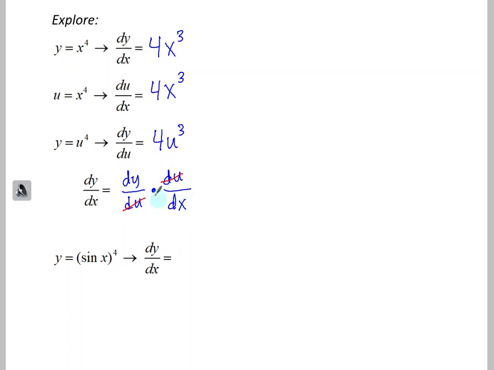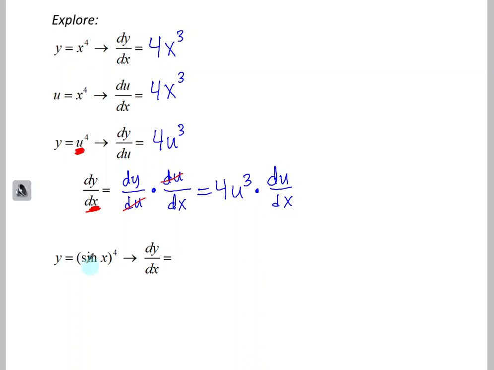We've linked a chain in order to get to dy/dx by saying dy/dx equals dy/du times du/dx. Because this variable, x, does not match this variable in the original equation, u, we require the chain rule. dy/du is 4u cubed, so we could also write this as 4u cubed times du/dx.